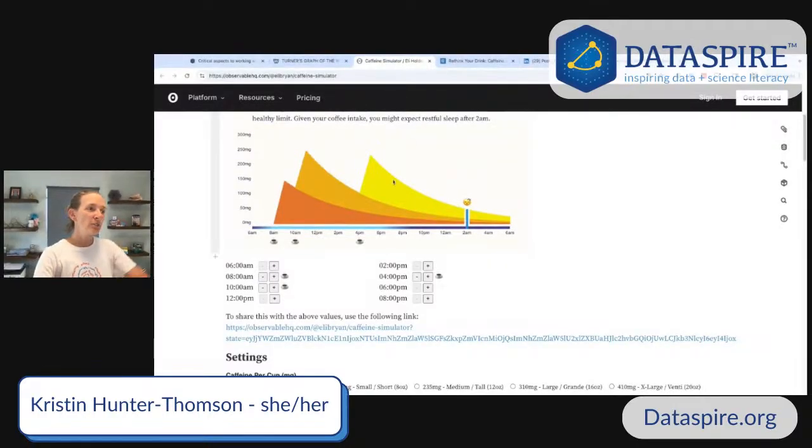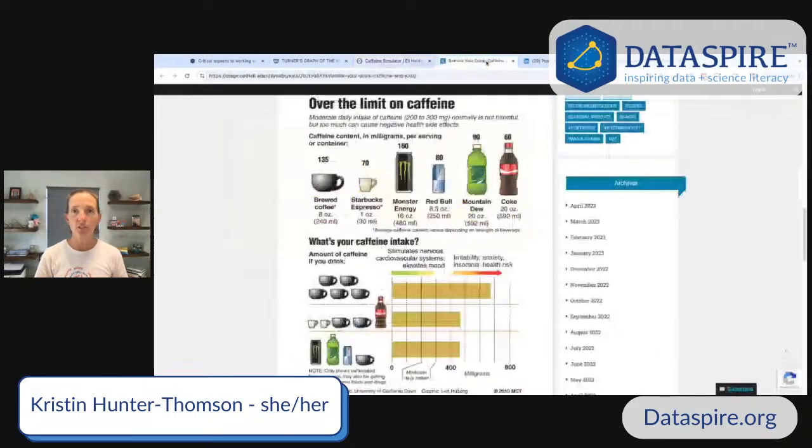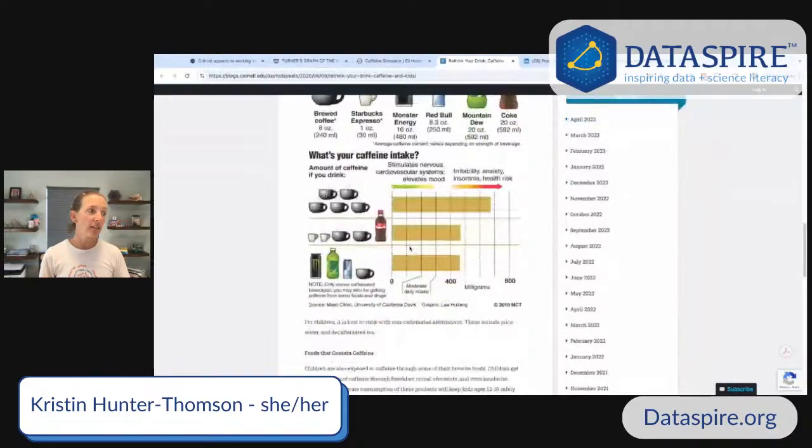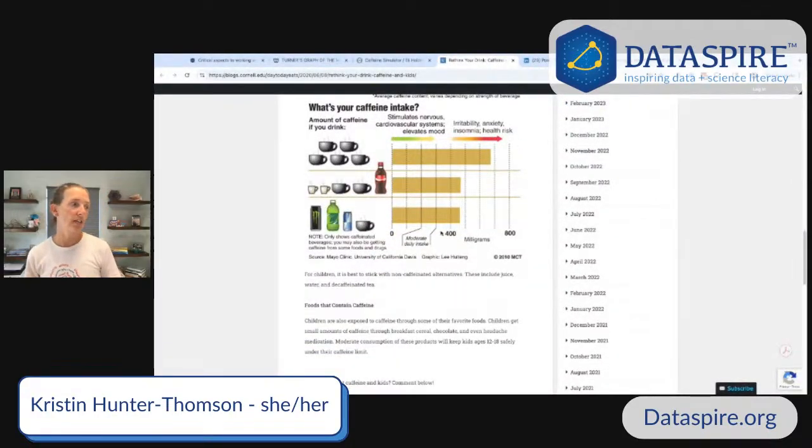But thinking about it like, okay, so when would I be able to go to bed? Now I'm shifting into thinking about the aggregate. And I'm looking at all of the data overall, these multiple different cups of coffee coming in. We can jump in to look at the other visualization that Turner's Graph of the Week highlights, where it's giving us different kinds of beverages and the amount of caffeine that is in each of them as compared to the suggested amount of caffeine, and then looking at what your caffeine intake is.